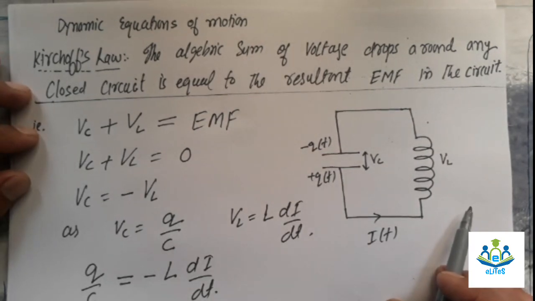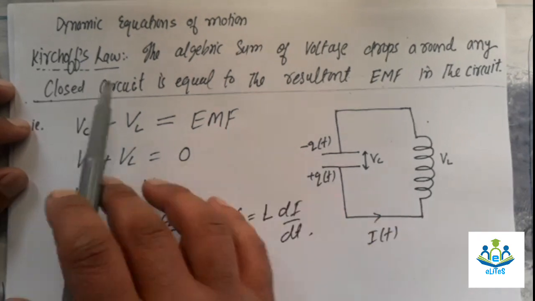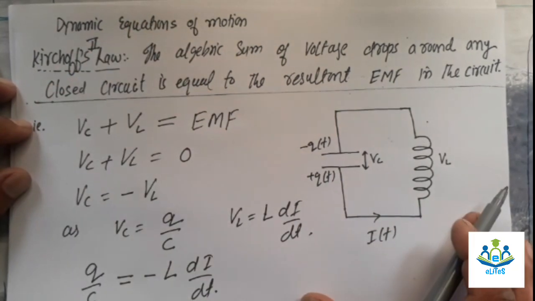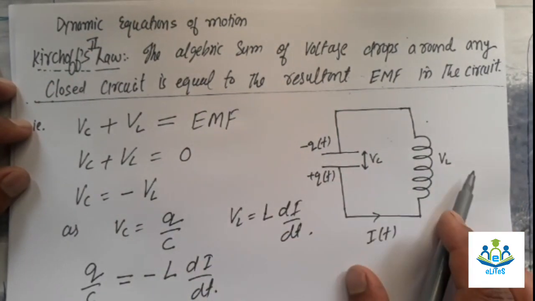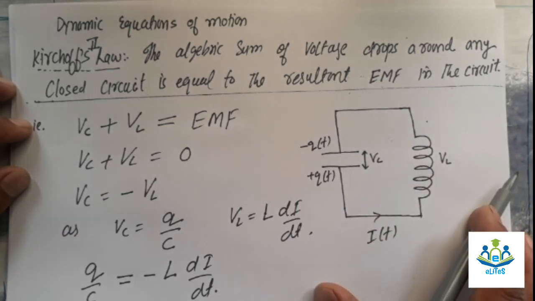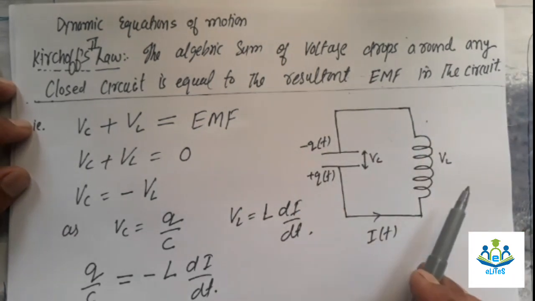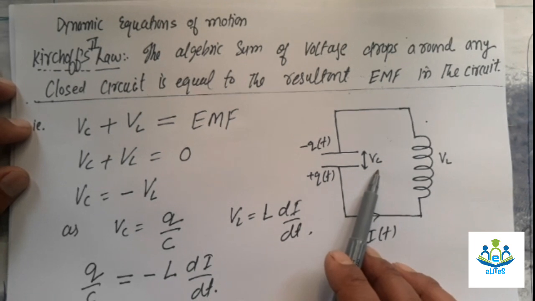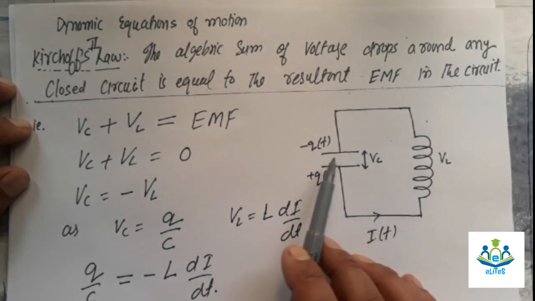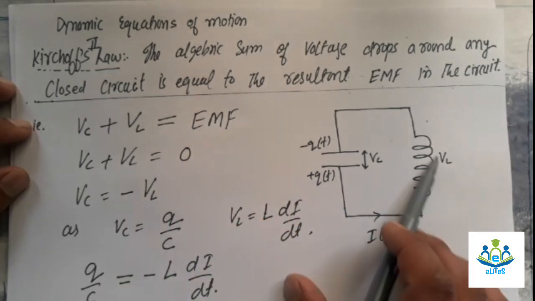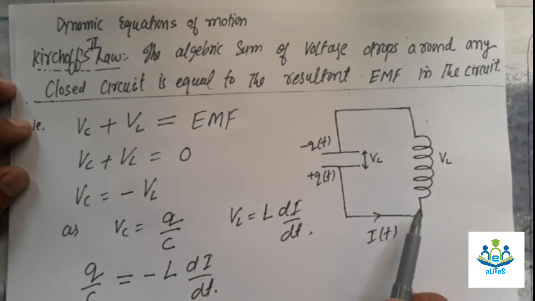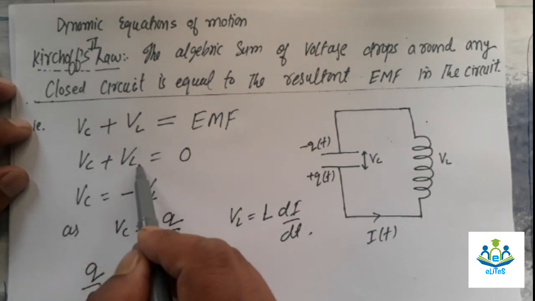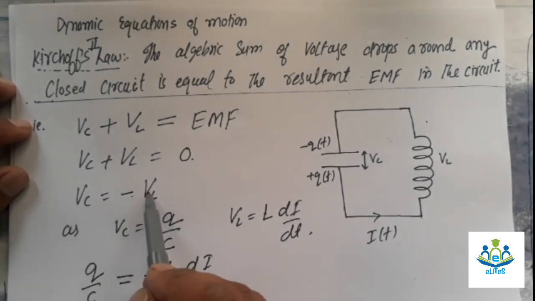To get the dynamic equation of motion, we can use Kirchhoff's voltage law, Kirchhoff's second law. This states that the algebraic sum of all the voltage drops around any closed circuit is equal to the resultant EMF in the circuit. Now the potential difference of the capacitor is Vc, and the potential difference of the inductor coil is Vl, which is equal to the EMF. But here we have not applied any battery or any source of EMF, so this EMF is 0. So we have Vc plus Vl is 0. So Vc is minus Vl.